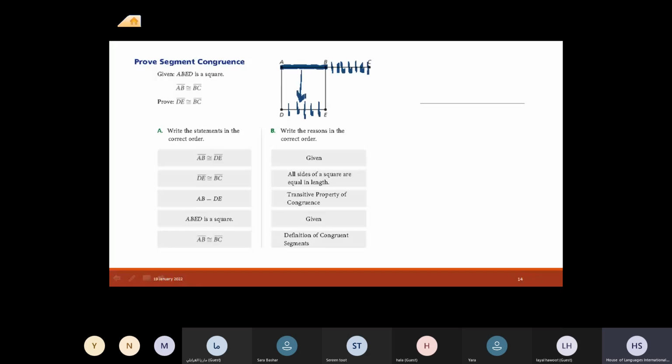Now, if AB is congruent to DE and AB is congruent to BC, can you say that DE is congruent to BC? Yes, because of the transitive property. That's it. Okay, teacher, thank you. You are welcome.